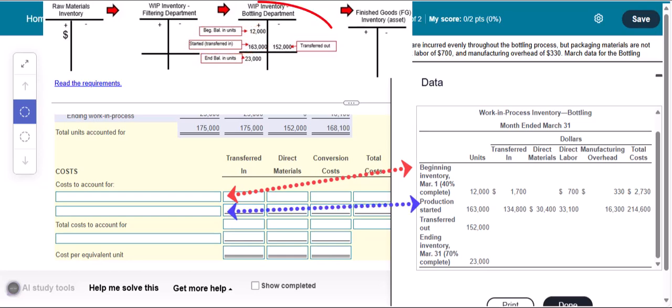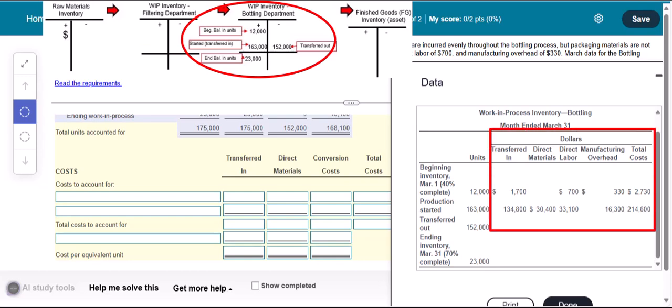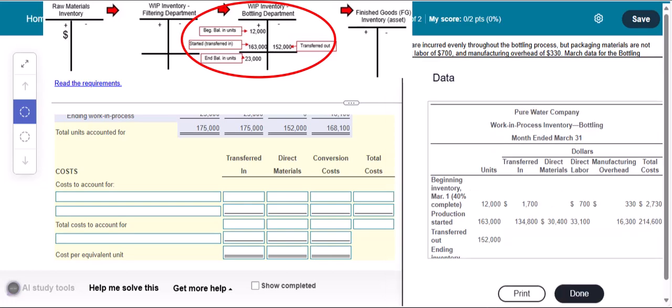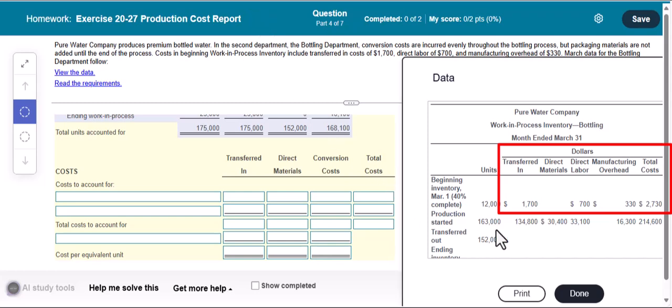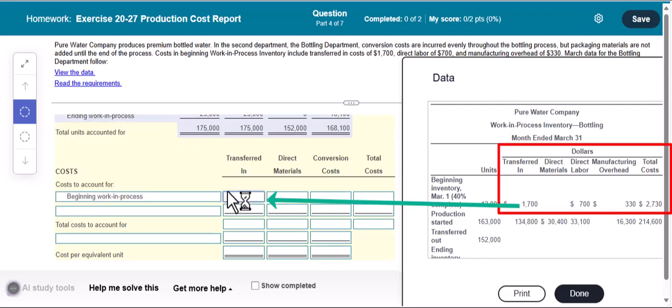And in this case, since it's the second department, the costs added were just the ones that came out of the filtering department and into this bottling department. So those are the 163,000 units. But now we're working on costs, so we need to go up here to our cost section and get the beginning work in process costs for the transferred in units. So those 12,000 units cost us $1,700 there. So we'll go ahead and enter a label of beginning work in process for $1,700.